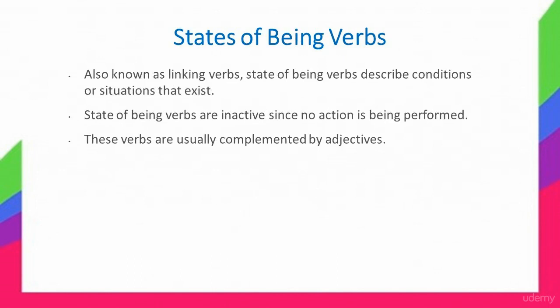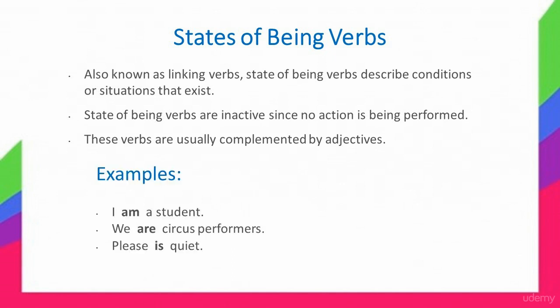States of being verbs, also known as linking verbs, describe conditions or situations that exist. State of being verbs are inactive since no action is being performed. These verbs are usually complemented by adjectives. States of being verbs examples are: I am a student. We are circus performers. Please be quiet.